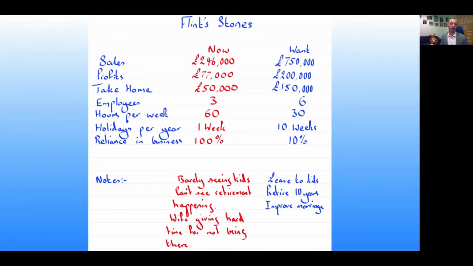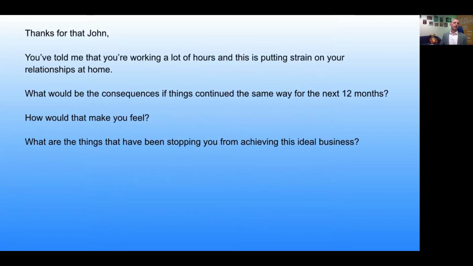So at the moment, they might say they're barely seeing the kids because they're working so hard. They can't see retirement even happening right now. Their wife's giving them, or their husband's giving them, a really hard time right now because they're not there. And even if they are at home, they're not mentally there. They're focused on their business. Okay, so go through that process. Yeah, thank you for that.